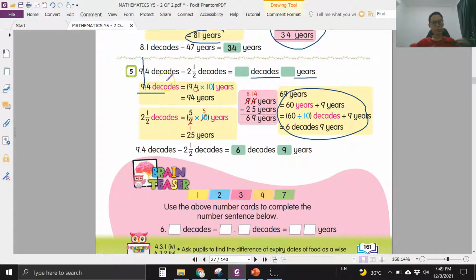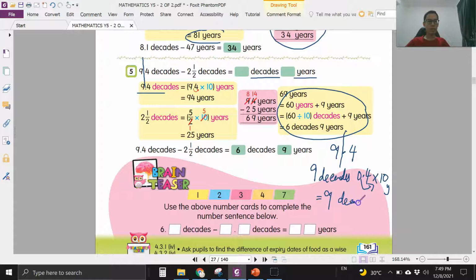Okay, let me get my pen. So I will split it. 9.4 decades, I just split it. The left side is 9 decades. The right side is 0.4 times 10 years. Okay, move 1 time. We get 9 decades, 4 years.